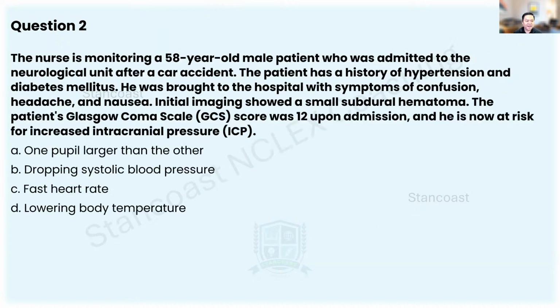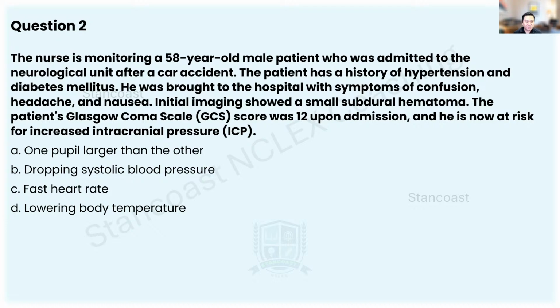Now, let's have number 2. The nurse is monitoring a 58-year-old male patient who was admitted to the neurological unit after a car accident. The patient has a history of hypertension and diabetes mellitus. He was brought to the hospital with symptoms of confusion, headache, and nausea. Initial imaging showed a small subdural hematoma, and the patient's Glasgow Coma Scale score was 12 upon admission, and he is now at risk for increased ICP.